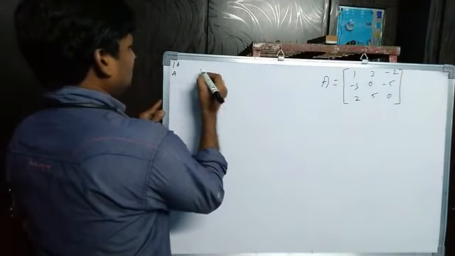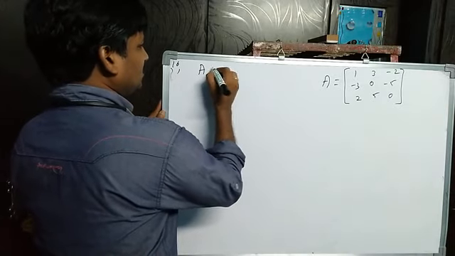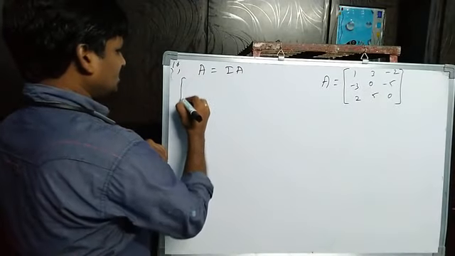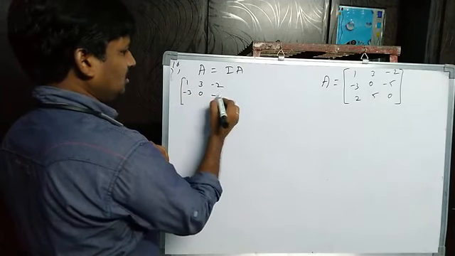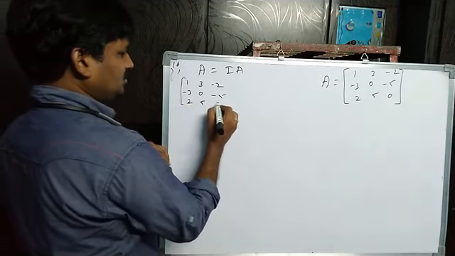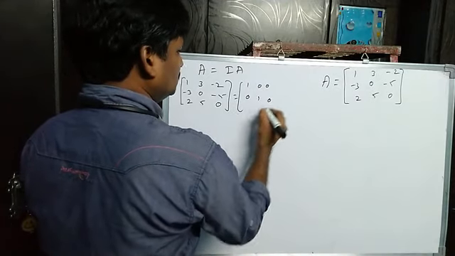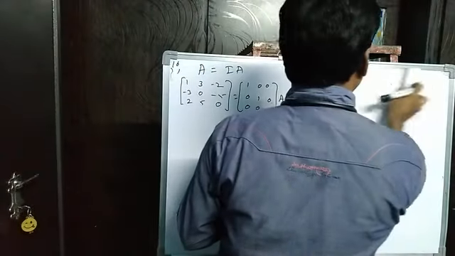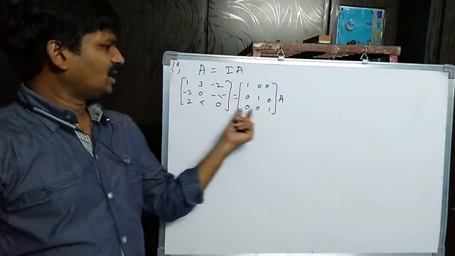To find the inverse, how can that matrix be written? A can be written as A equals I into A. So what is A here? 1, 3, minus 2, minus 3, 0, minus 5, 2, 5, 0. And I means 1, 0, 0, 0, 1, 0, 0, 0, 1, into A. Clear? Yes. So now matrix A is equal to I into A.